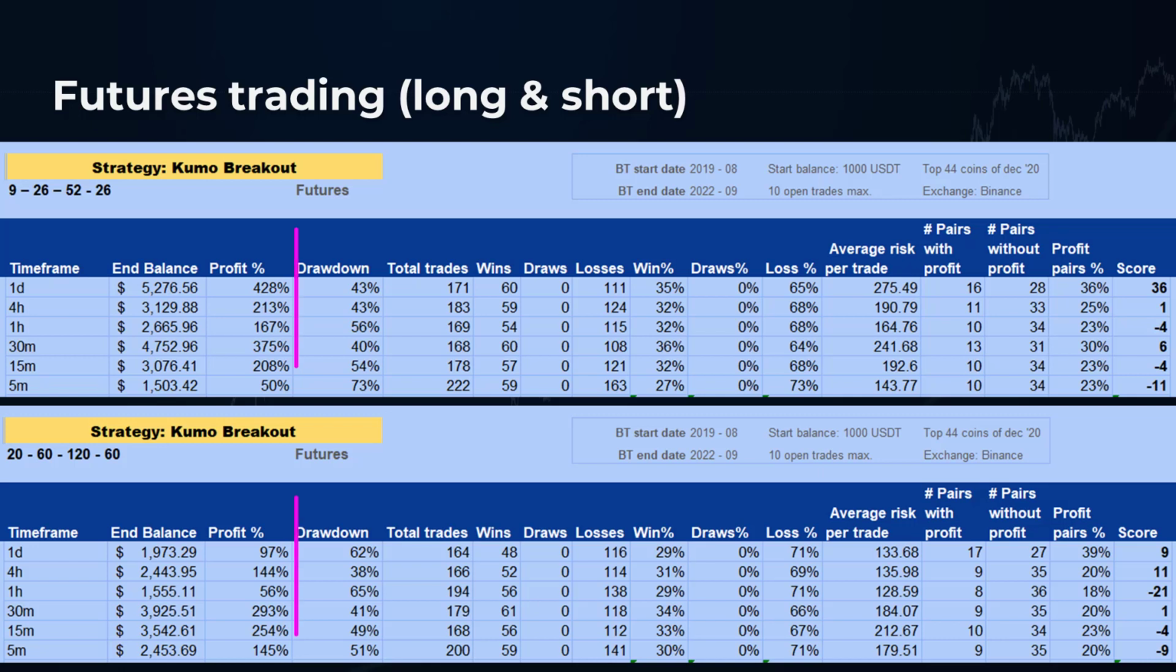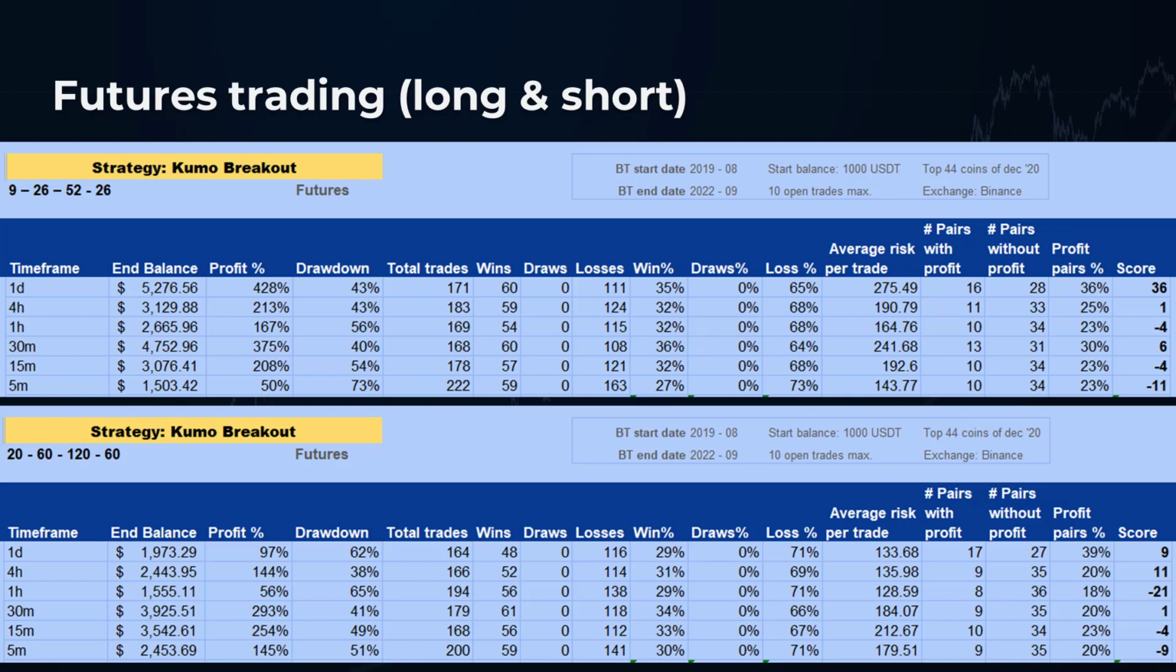The drawdowns range from percentages high in the 30s to low in the 70s, and I consider this a factor that can be improved if you improve the strategy with some additional indicators. Also, I'm not very impressed by the win rates, which are all around 30%, and that is slightly less than normal for a trend trading strategy like this Kumo Cloud Breakout.